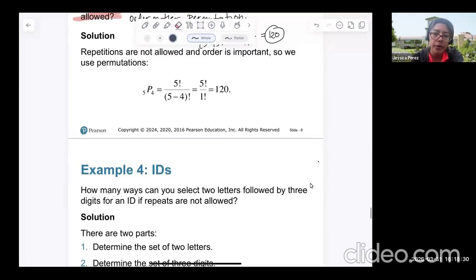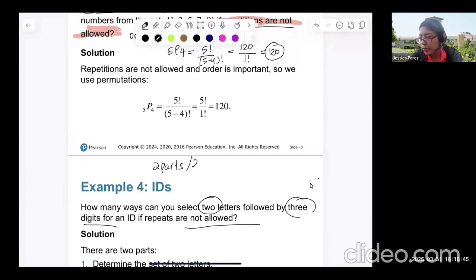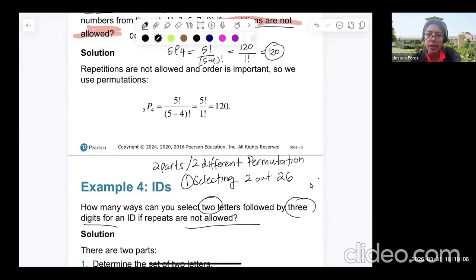Alrighty, so let's look at number 4. How many ways can you select 2 letters followed by 3 digits for an ID? So there are 2 parts. Repetition is not allowed, so you're going to have 2 different permutations. The first permutation is you're selecting 2 letters from the alphabet, so 2 out of 26, because there are 26 letters of the alphabet.